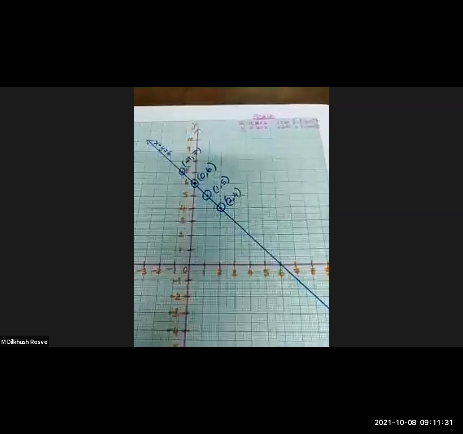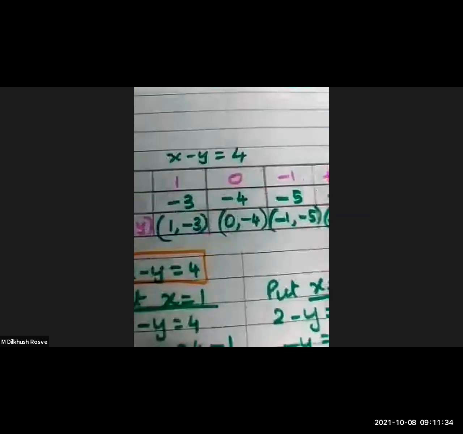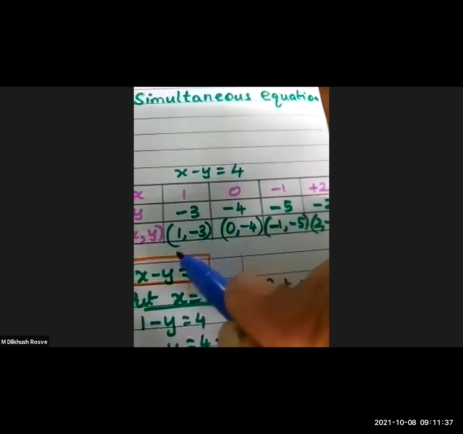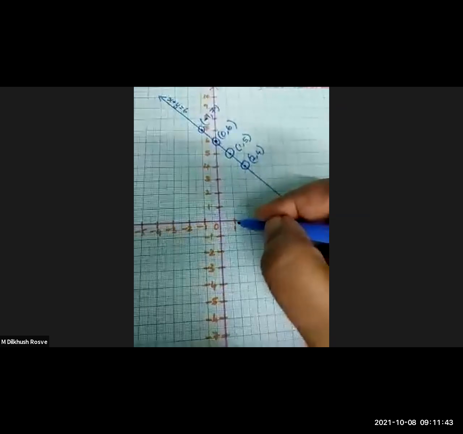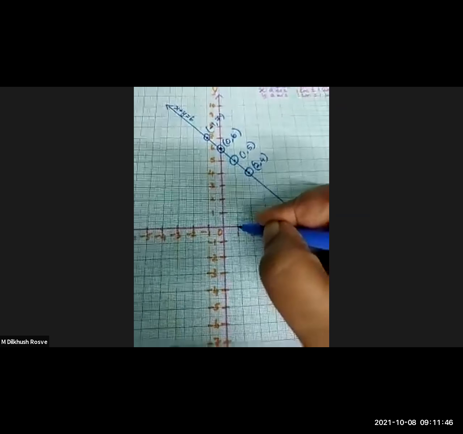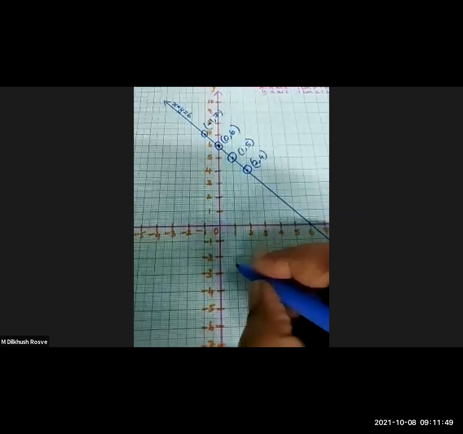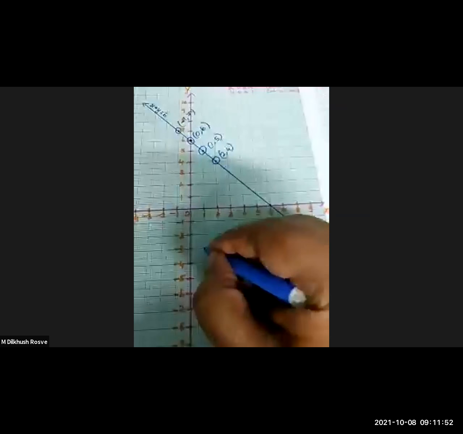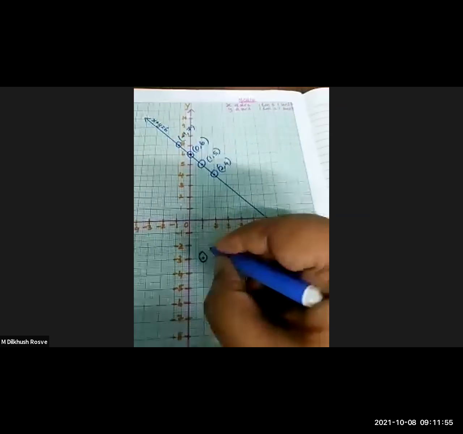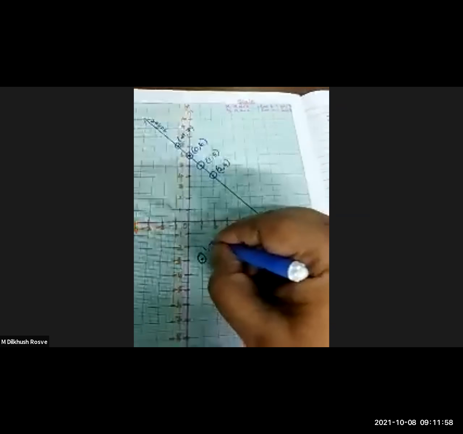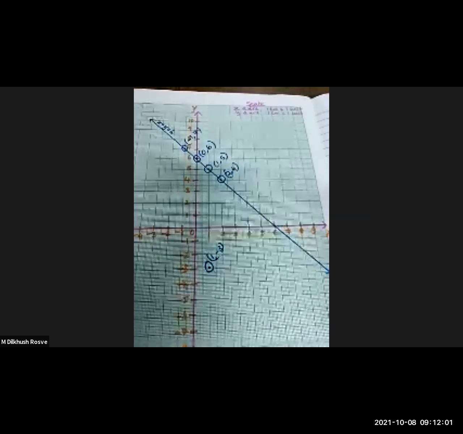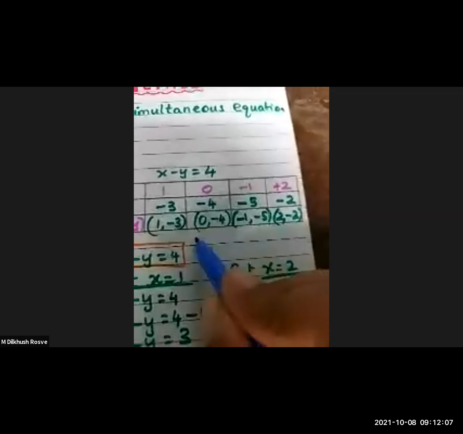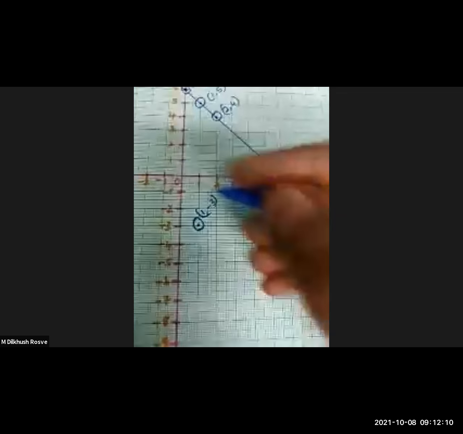Now we have to draw the next line. What is the first point? 1, minus 3. 1, minus 3. So how will we mark the point over here? 1, minus 3 means here 1 and minus 3 means it will come down here. Correct, students? So 1 and minus 3, you will get it over here. 1, minus 3. And then what is the second point? 0, minus 4. 0, minus 4. So where is 0? Here is 0 and minus 4 means it is down.